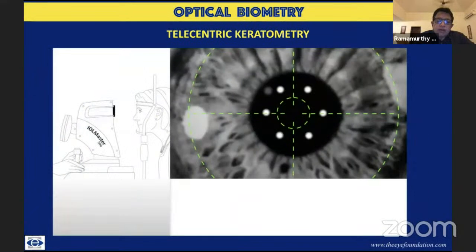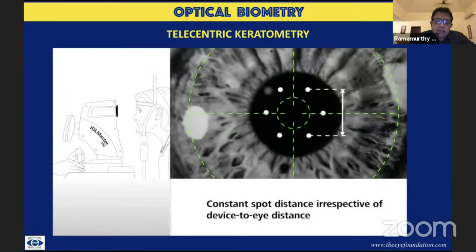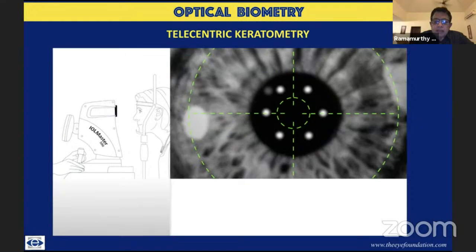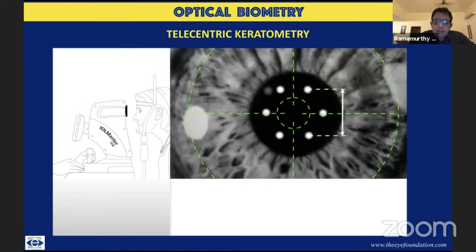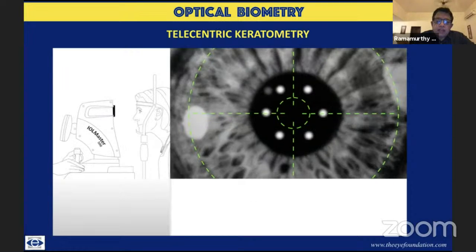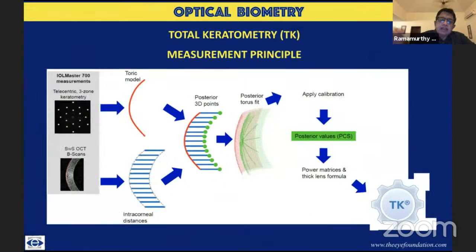The telecentric keratometry is again an important feature. What exactly do you mean by that? The patient could be a little uncooperative, could be moving his head backward or forward. The technician may not be absolutely experienced, because of which the spots of light that you see may not be exactly in focus, but the distance between these spots does not vary. Because of this, irrespective of the device to eye distance, the keratometry readings that you get are extremely precise and repeatable, and that's an extremely important feature as far as telecentric keratometry is concerned.